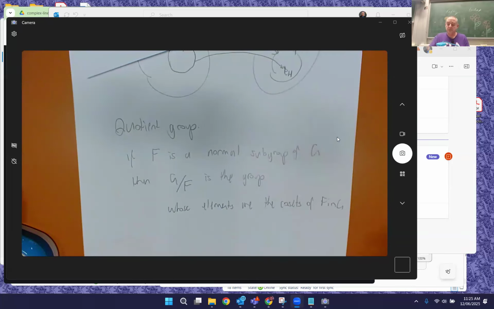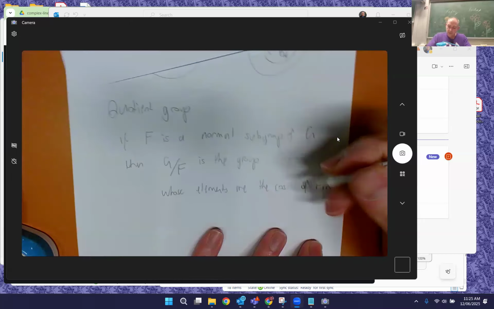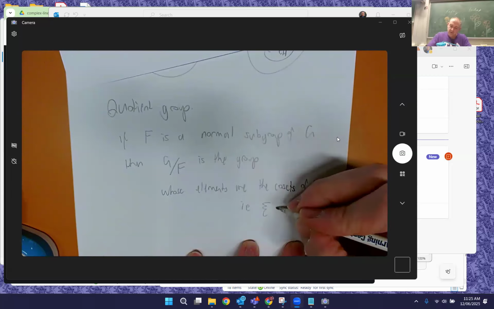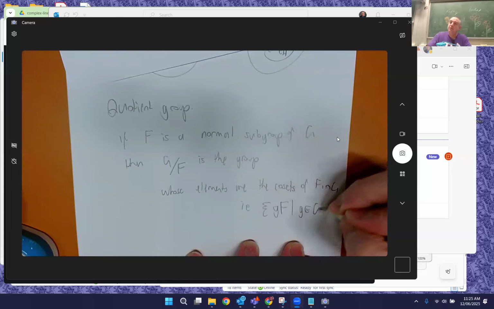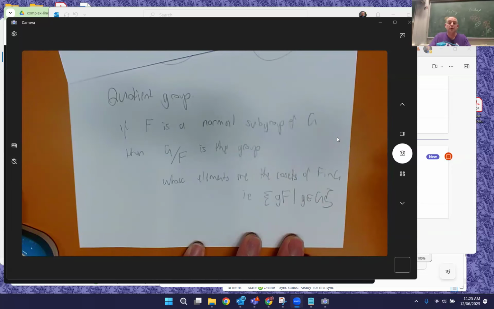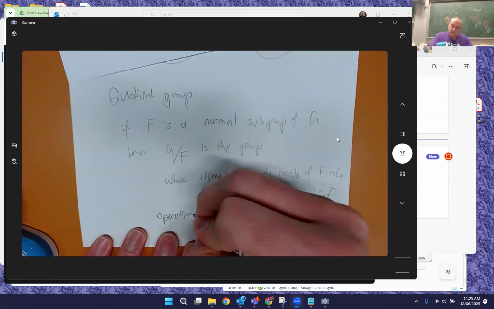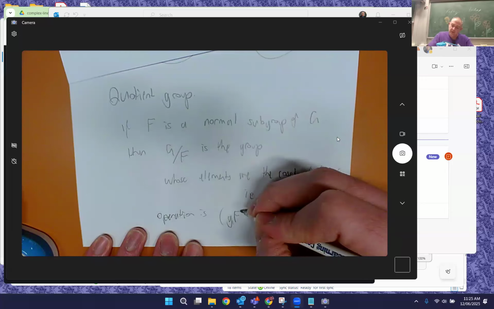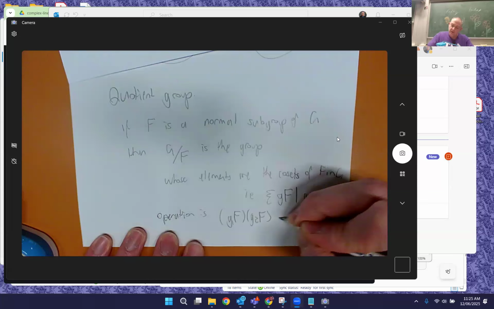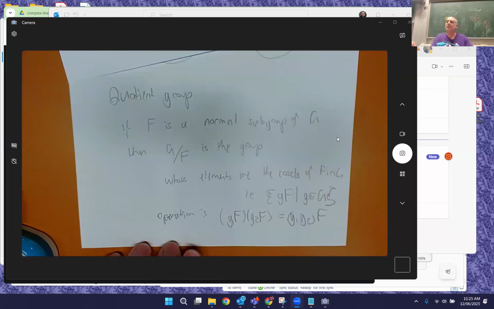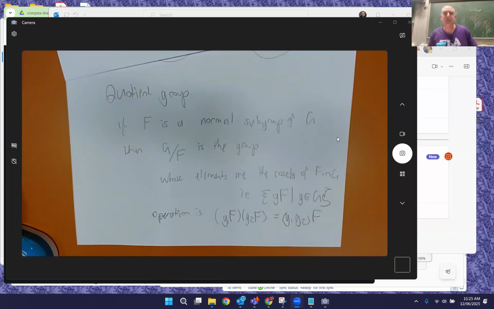Is that right? Cosets of F in G. So i.e. the set of gF, such like that. Is that right? The quotient group is made of cosets. Yep, and the multiplication, the operation in here, is that if you have g1F, g2F, then what you get is g1g2F. Is that right? Cool. Okay.